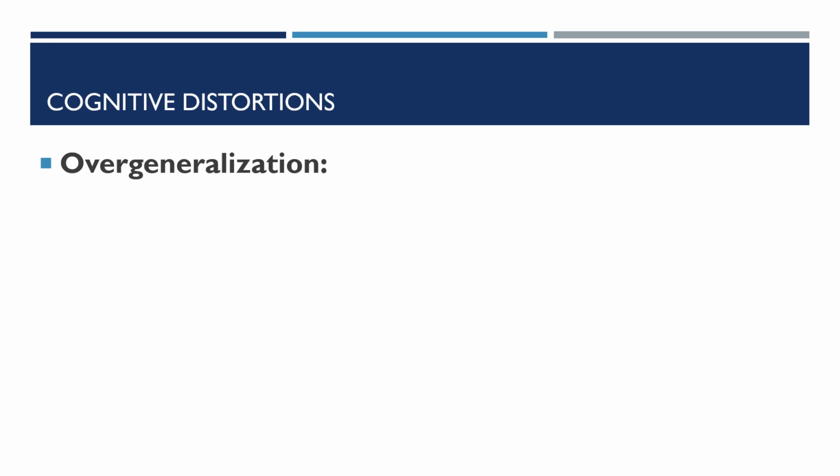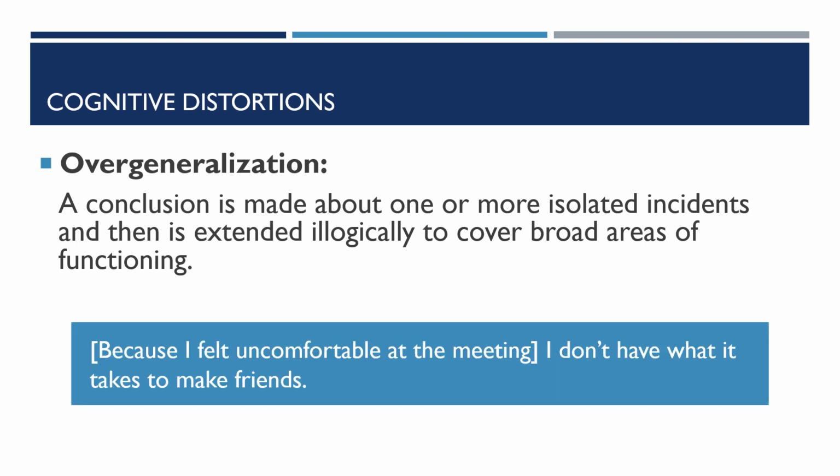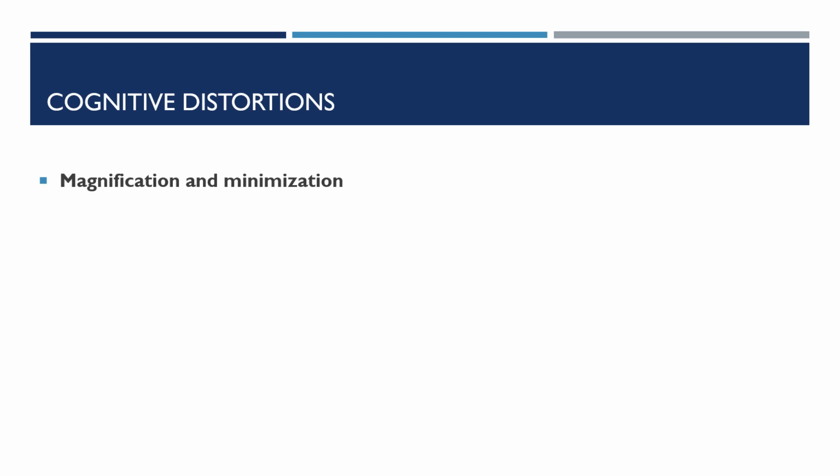Another common cognitive distortion is overgeneralization, which has a literal meaning: a conclusion is made about one or more isolated incidents, and that is extended illogically to cover broad areas of functioning. So, for example, because I felt uncomfortable at the meeting, I don't have what it takes to make friends. Maybe there are some incidents where you were doing okay, but based on one or two experiences that you had, you're drawing this conclusion that overgeneralizes how you tend to behave in certain situations.